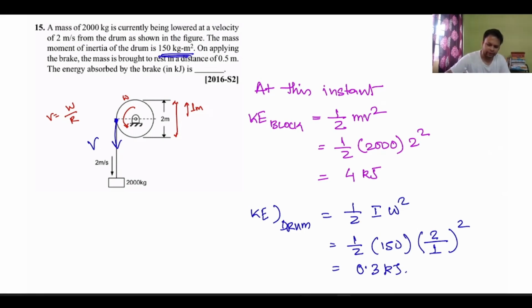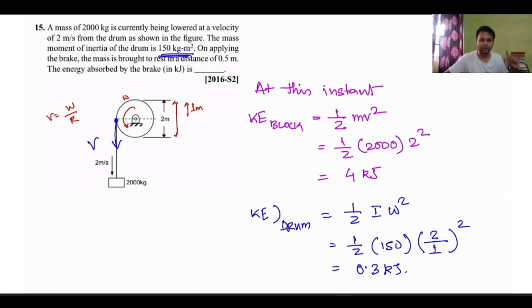See, this is a very nice question. My tendency will be to say this is the total kinetic energy of the system and that it has been absorbed by the brake. So 4 plus 0.3, that is 4.3, so the energy absorbed by the brake is 4.3. But if you read the question properly, that is not correct.